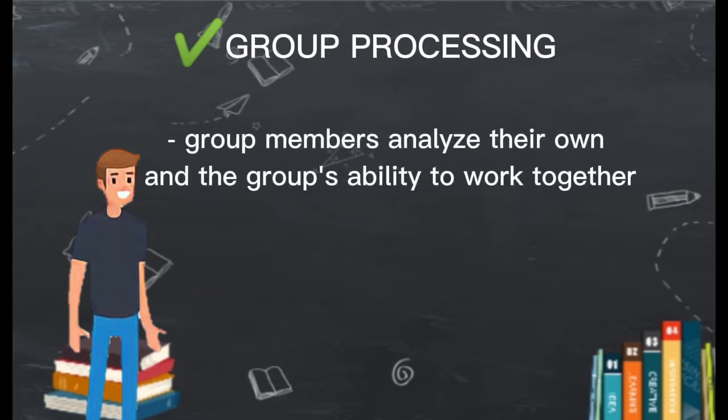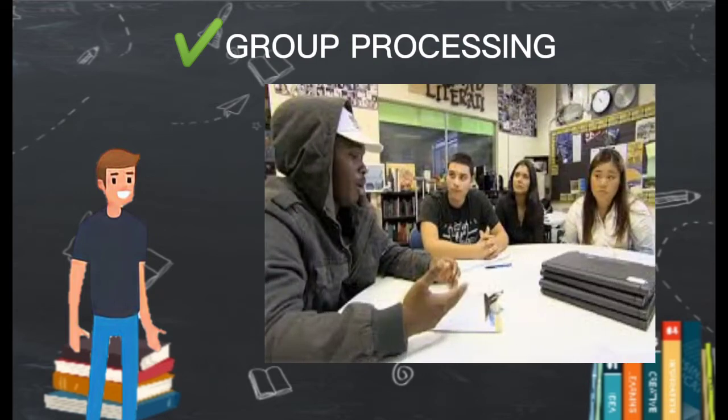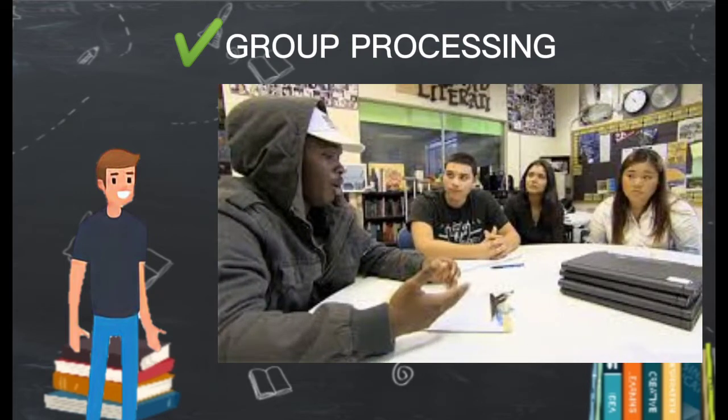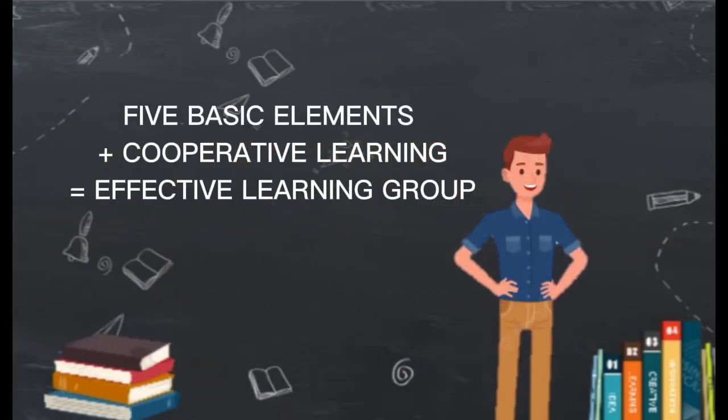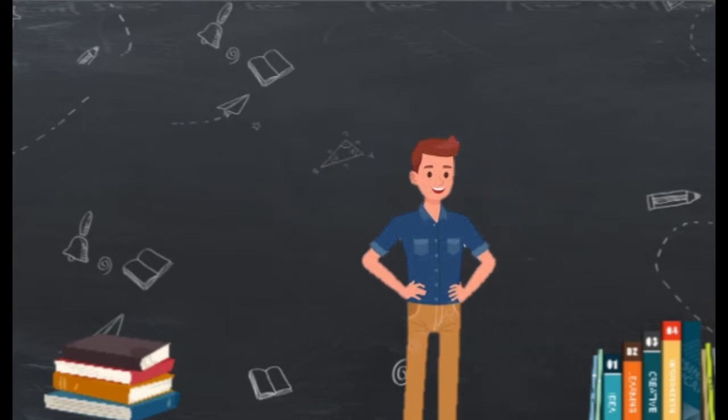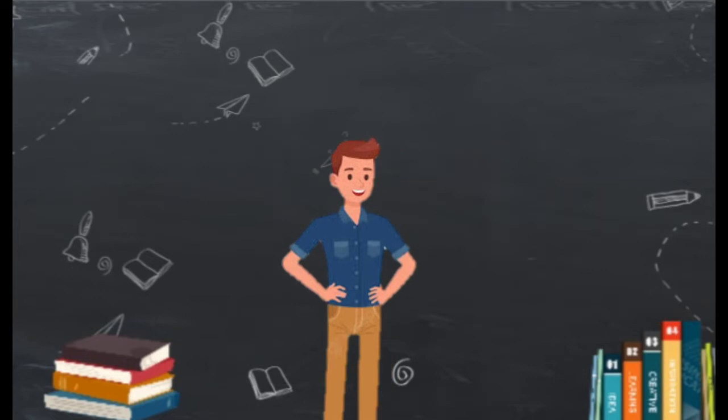Group members analyze their own and the group's ability to work together. The group members need to feel free to communicate openly with each other, to express concerns as well as to celebrate accomplishments. Thus, these 5 basic elements distinguish cooperative learning from other forms of group learning. When all of these elements are present in a learning situation, the result will be an effective learning group.